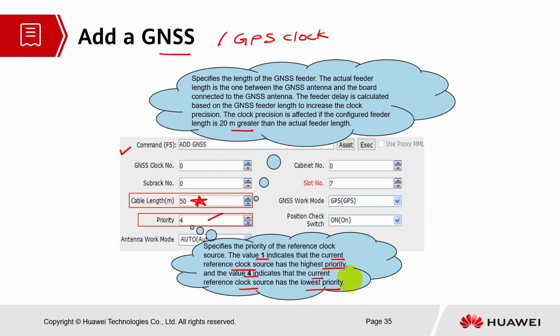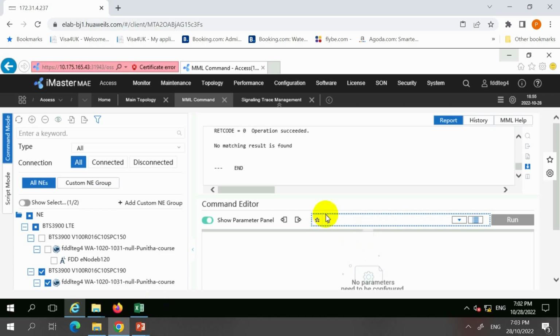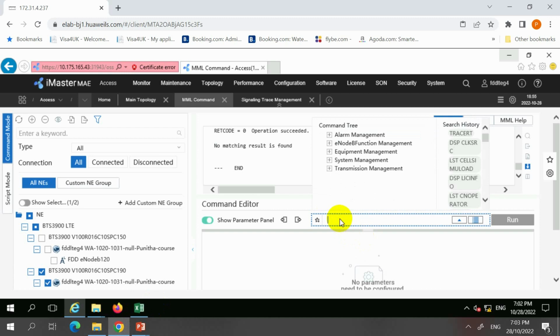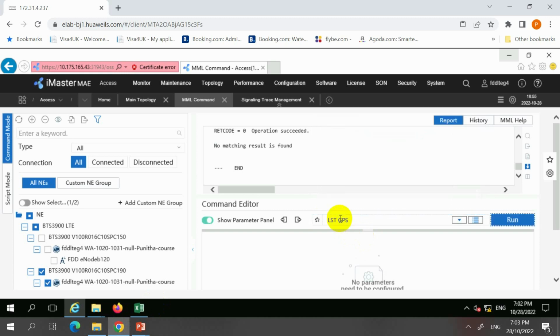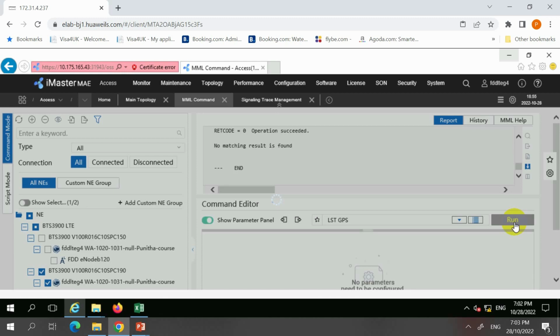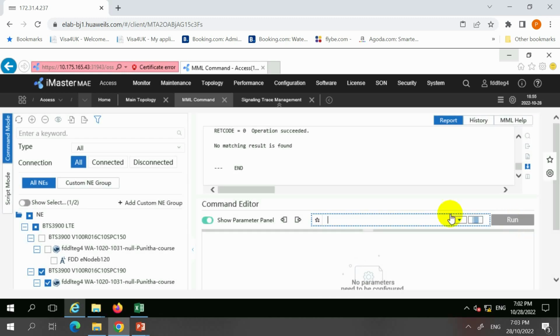Let's look into our lab whether we have a GPS clock system or not. I'm going to display the command to see whether there is any related command. GNSS is not available because only some software versions require GNSS. If no GNSS, we can still check for GPS. For this particular site, we don't have any GPS clock configured.